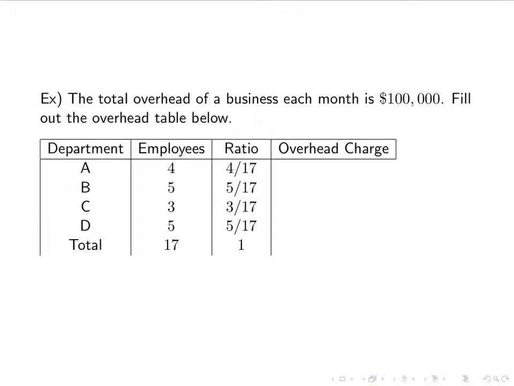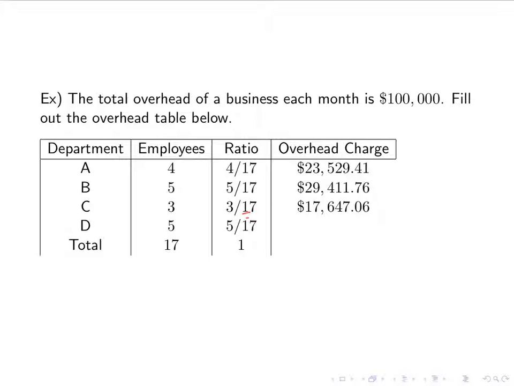So now for the overhead charge, I'm going to take 4/17 of $100,000, and I get the very lovely $23,529.41. So again, make sure you put all of it and you round to 2 decimals because that's what makes sense for money. Department B, I'll take my 5/17, multiply it by 100,000. $29,411.76. Department C, $17,647.06. Department D is the same ratio as Department B.